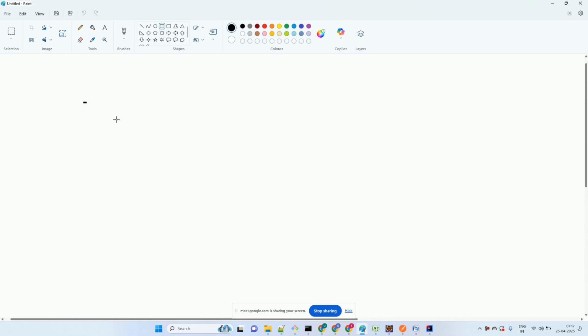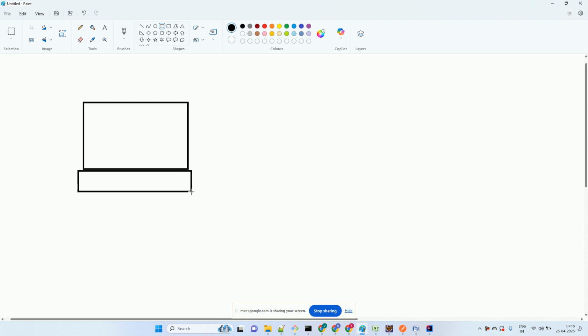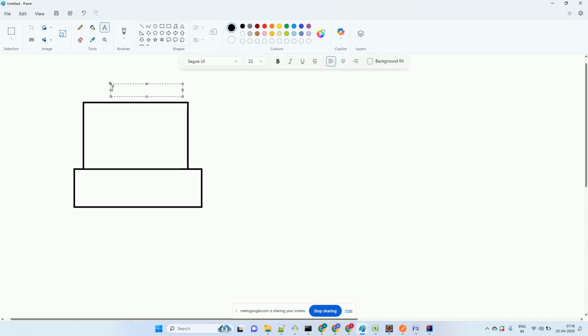Okay. So let's say these are two different laptops. Two laptops. This is machine one, laptop one, and this is the other laptop.